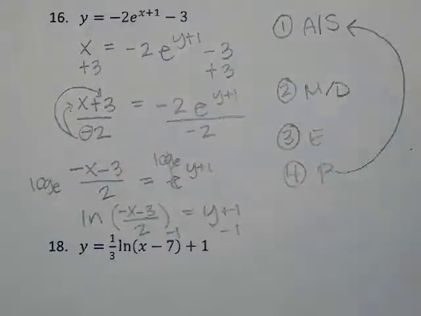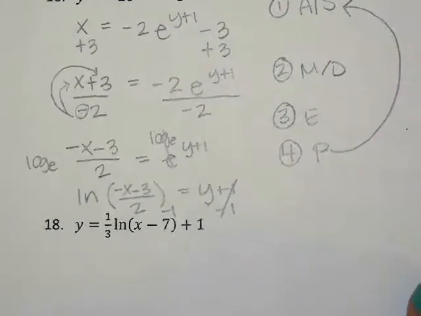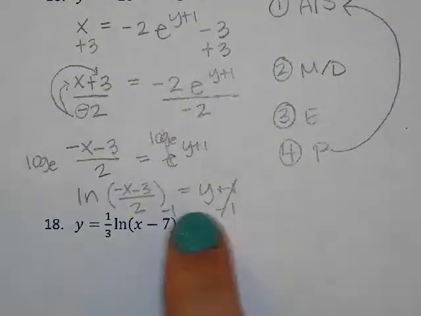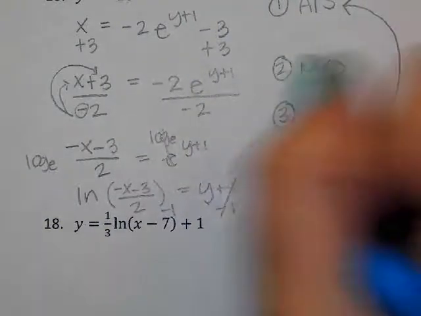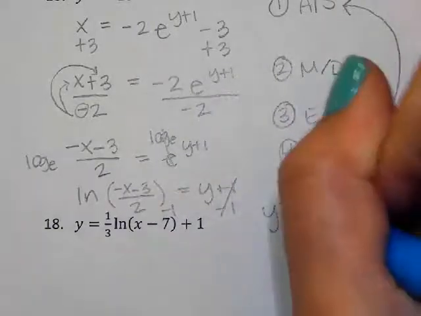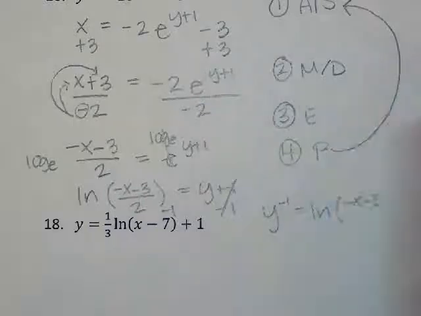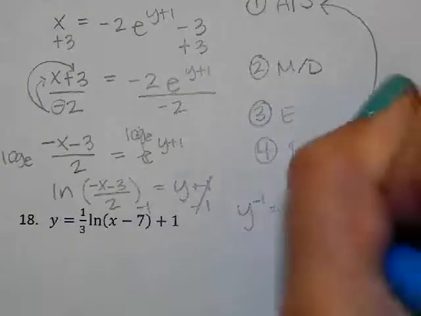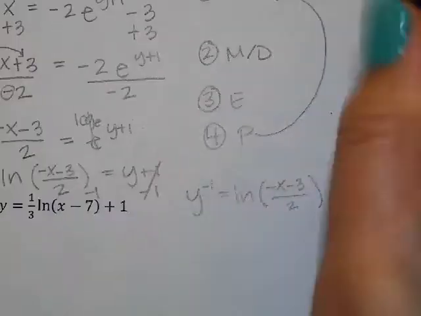All right, so now that the y is alone, we're going to make sure that we write this with the correct notation. So y is alone, and what do we call it? Y inverse, okay, equals ln of negative x minus 3 over 2. And the minus 1 happened after all of that, so the minus 1 gets stuck on the end.